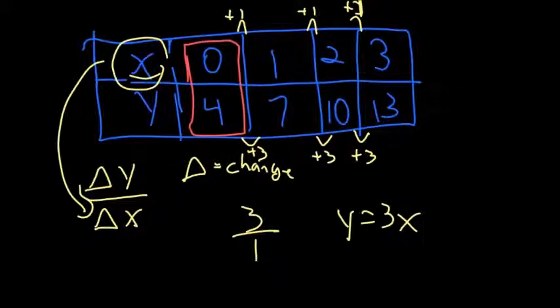Now, the easiest thing to do now is to look at the 0 term. Well, 3 times 0 is 0. So what do I have to add or subtract from 0 to get 4? Well, I have to add 4.